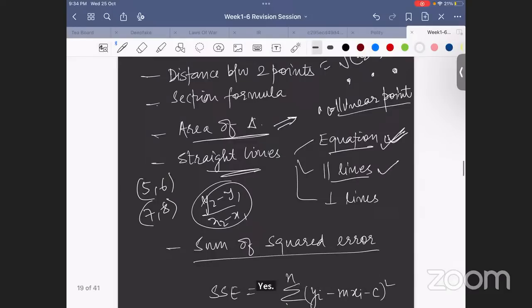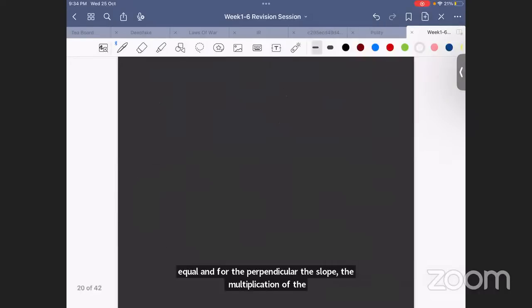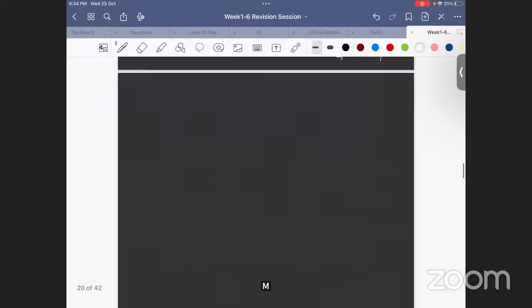For parallel lines the slope should be equal, and for perpendicular lines the multiplication of the slopes, M1 into M2, is equal to minus 1. In terms of coefficients, A1 into A2 plus B1 into B2 equals 0. Correct. The multiplication of slopes should be minus 1. Now I'm asking you the equation of a straight line.